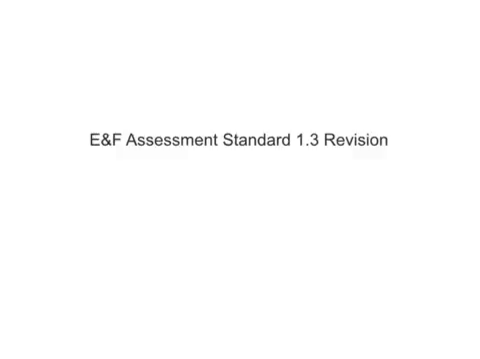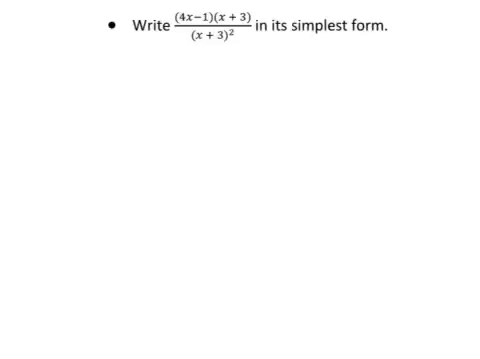In this video, I want to go through the last few questions on the revision sheet that you were given to prepare for this assessment. So the first question I want to look at is: write (4x minus 1)(x plus 3) all over (x plus 3) squared in its simplest form.